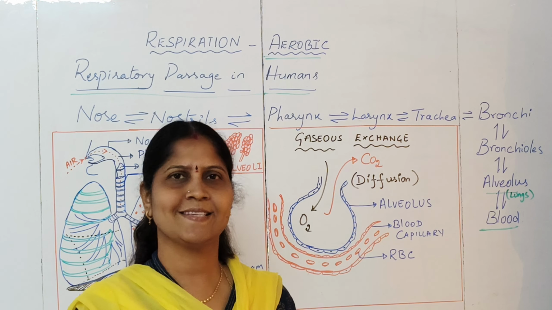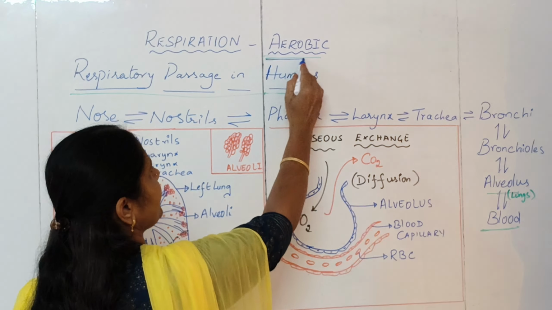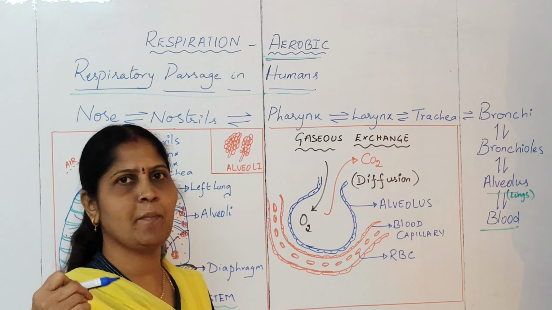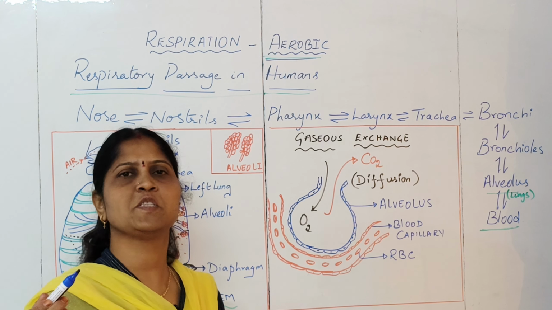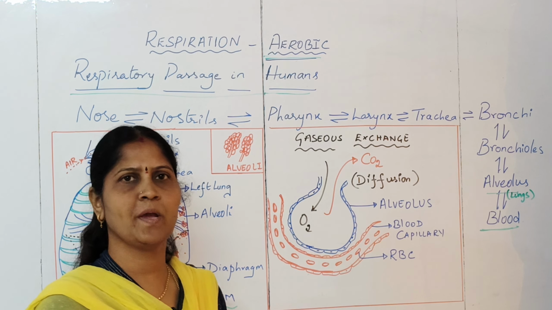Hi all. So today let us discuss the human respiratory system. In humans, the respiration is aerobic, wherein oxygen is taken in and carbon dioxide is given out. The type of respiration in which oxygen is taken in is what is called aerobic respiration.